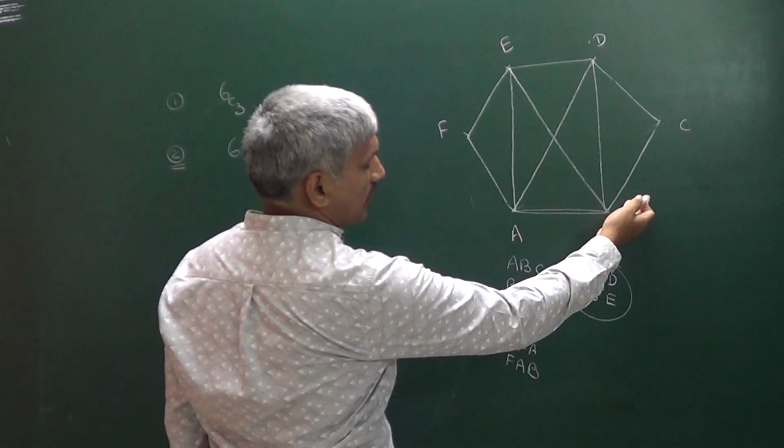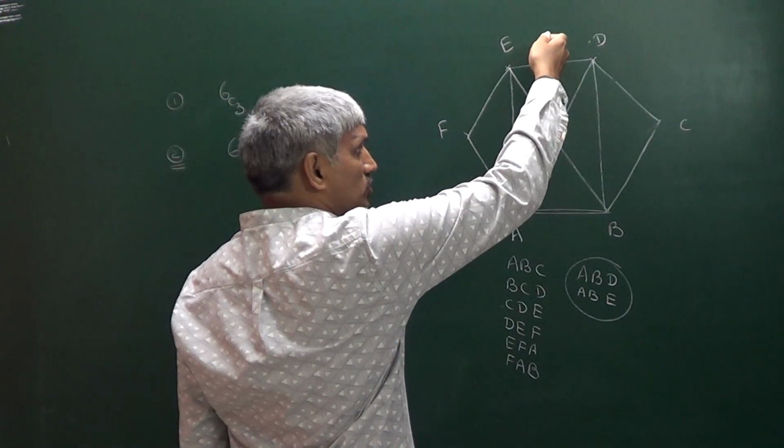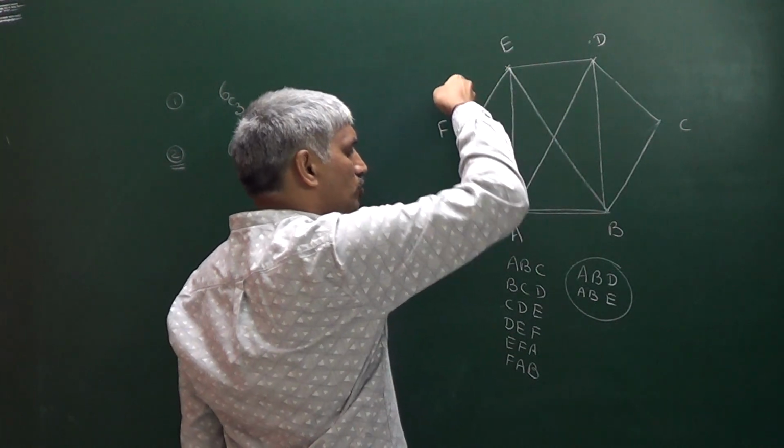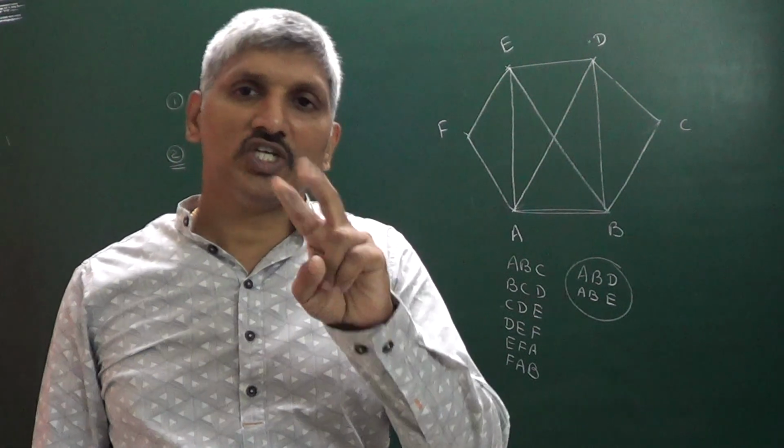Similarly, BC case also you will get 2. CD case also you will get 2. DE case also you will get 2. EF case also you will get 2. FA case also you will get 2. That means every side case you will get 2.